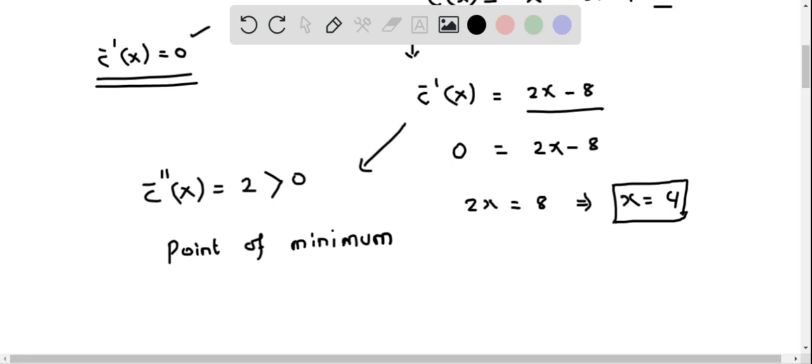Therefore, we write at x equals 4, average cost is minimum.